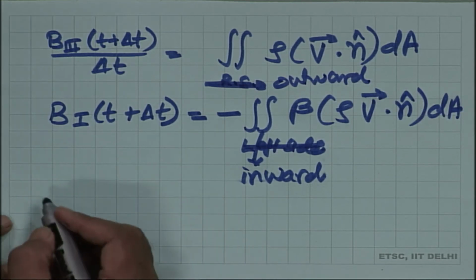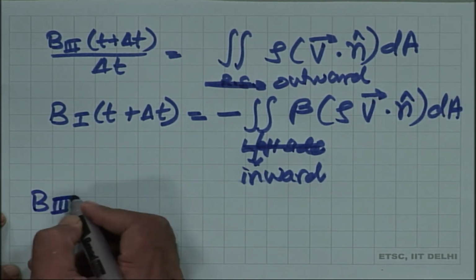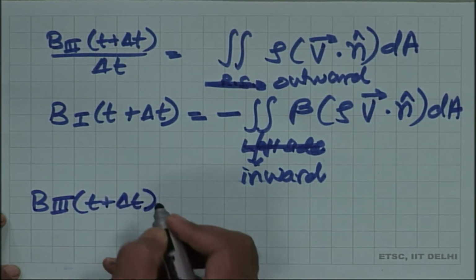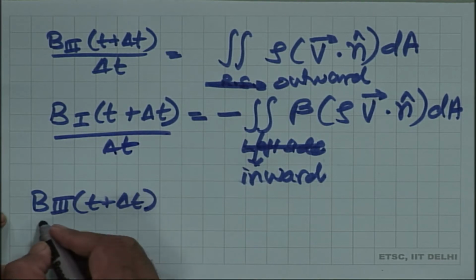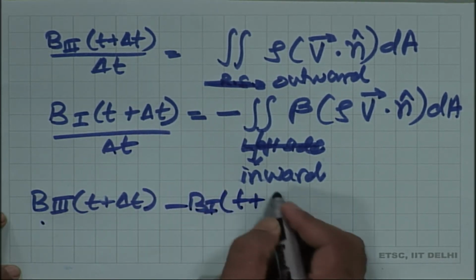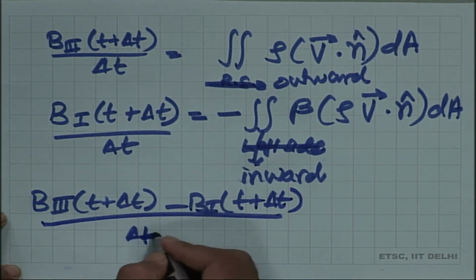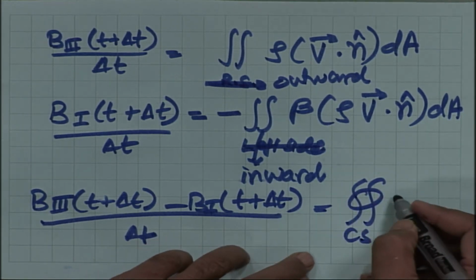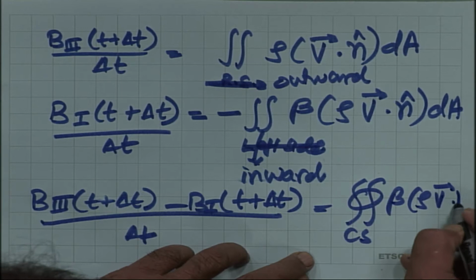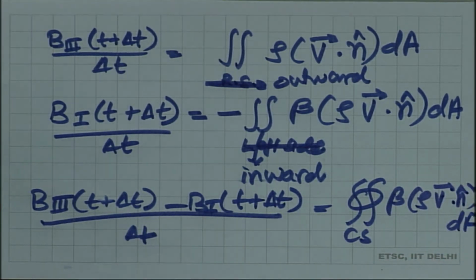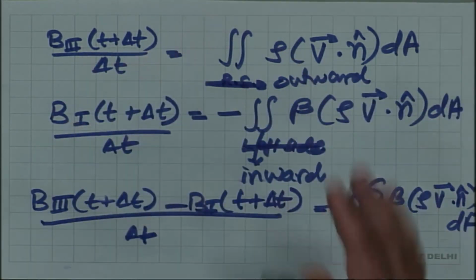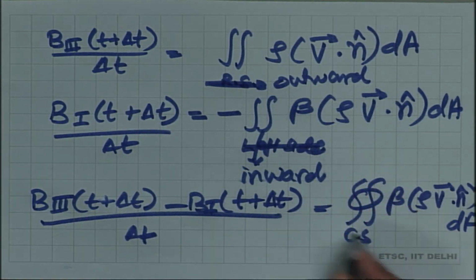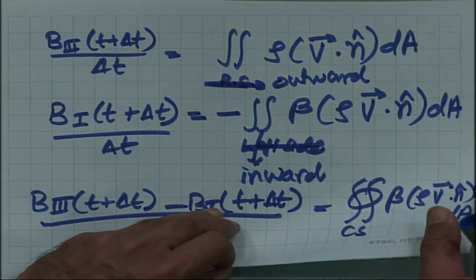And together, when I do B3 at t plus delta t minus B1 at t plus delta t, upon delta t, this will give me the total integral on the control surface of beta rho v dot n dA, because either at the control surface the flow is going out or it is coming in, and when I add all of them I club it into one term with an integral with a closed circle on the control surface, beta rho v dot n dA.